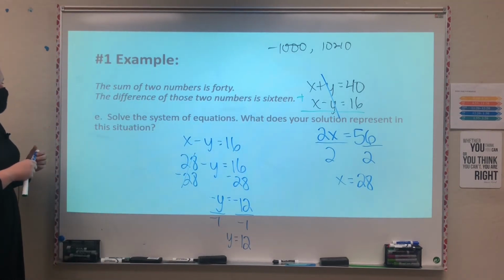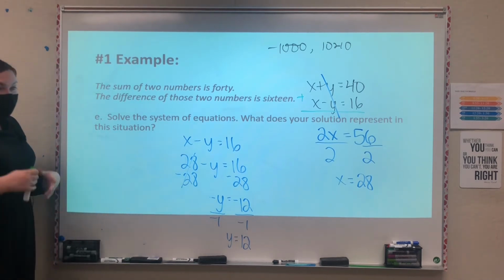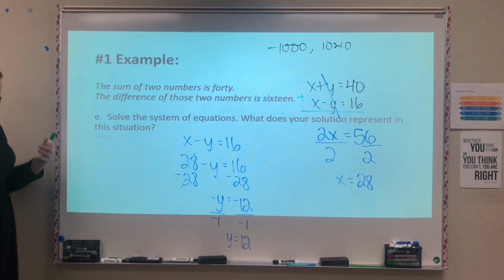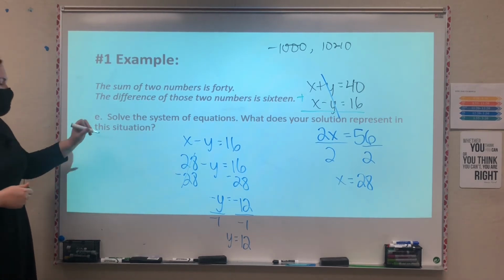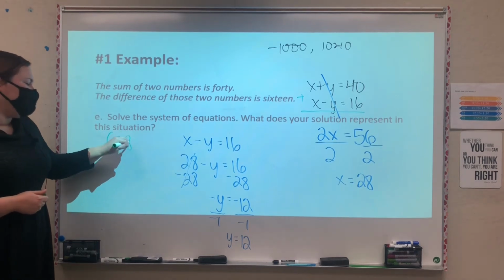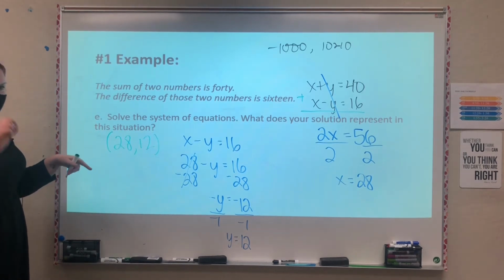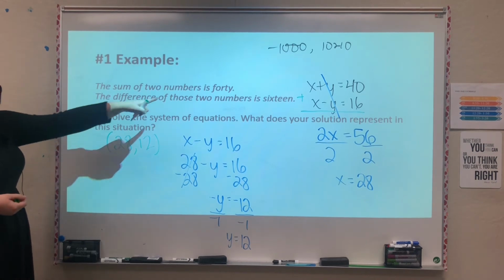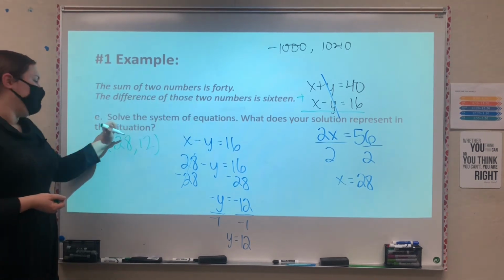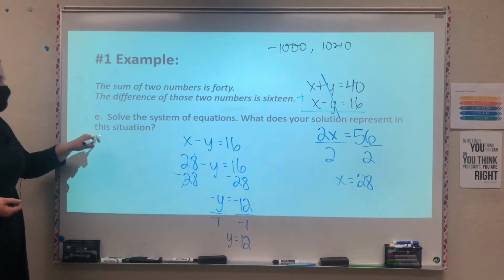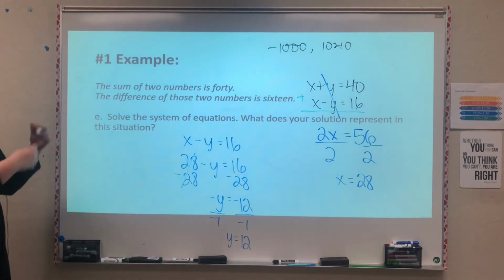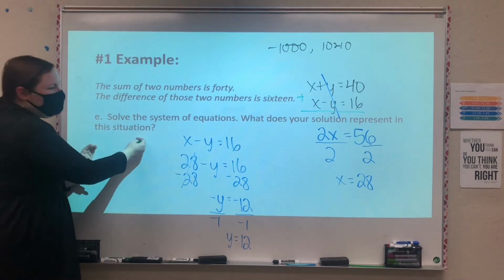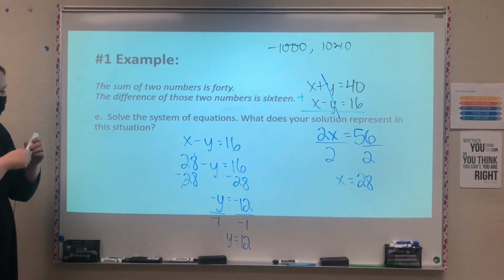The one thing that's different when we're talking about word problems is that in your solution, we used x and y. You can use any numbers you want. But the solution here isn't going to be a point. So when I write my solution, I'm not going to write 28, 12, because we're not talking about a point on a graph anymore. We're just talking about two numbers. So when I answer the question, I could just say something like the two numbers are 28 and 12. Depending on what the situation is, the words will change, obviously, but we are not going to write it as a point because we're not talking about a point on a graph.